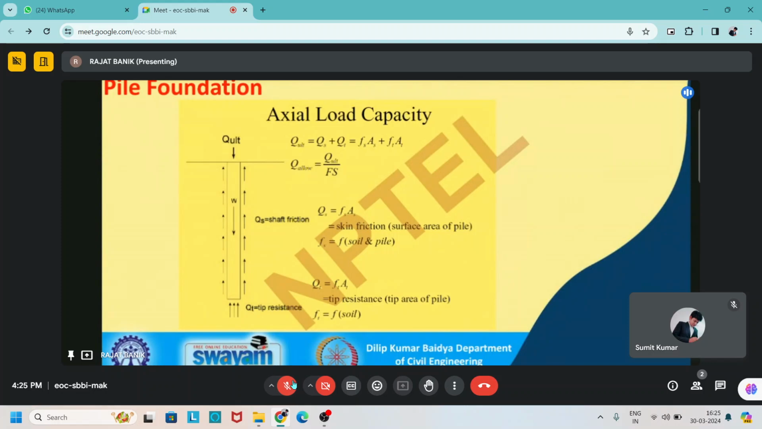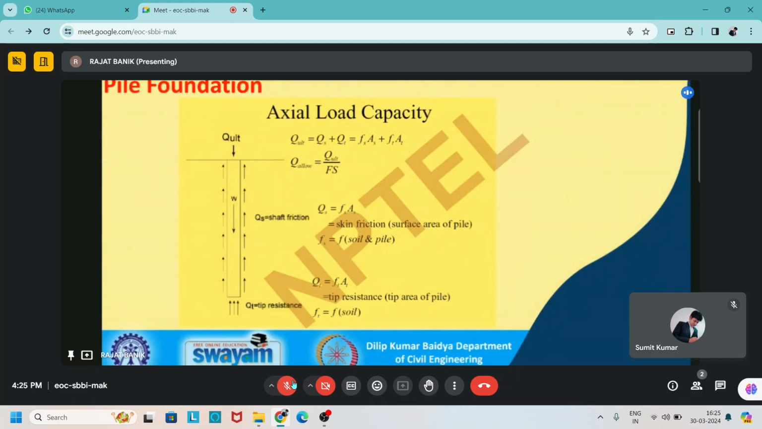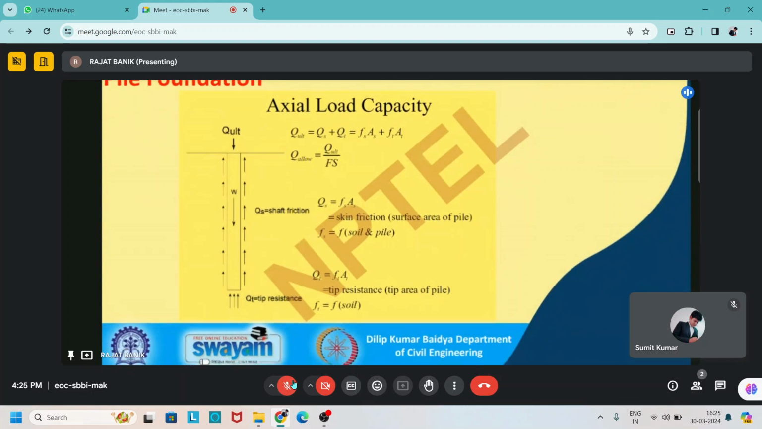And if you find out the allowable capacity, then we have to divide this ultimate load by a factor of safety. Here it is given the total load taken by the skin friction is Fs into As, where Fs is the skin friction resistance and As is the surface area of the shaft. Total load taken by the end bearing is Ft into At, where Ft is the tip resistance and At is the bearing area or cross sectional area of the pile.